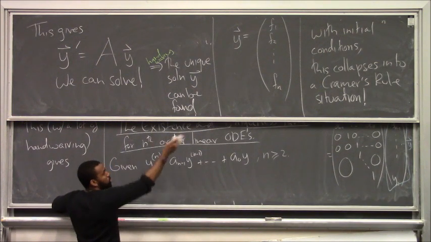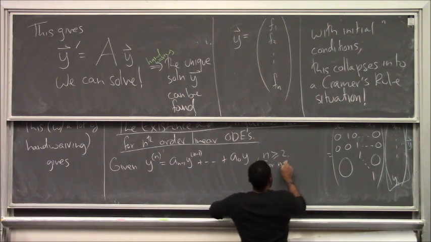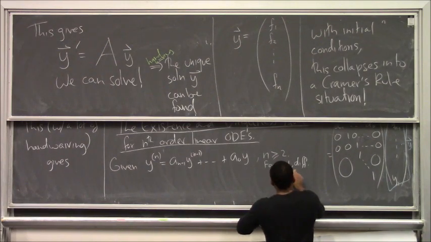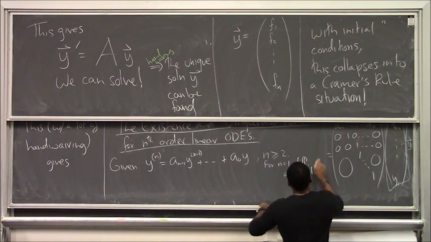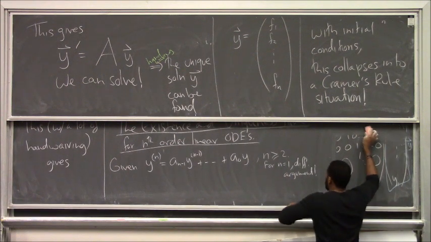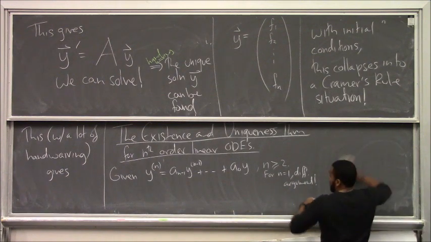But the argument for why it takes effect for n equals 1 is a different argument. You can't really use Cramer's rule. I'll talk about what you would do in the first order case more specifically, but we're in the middle of second order, so this one is more relevant.